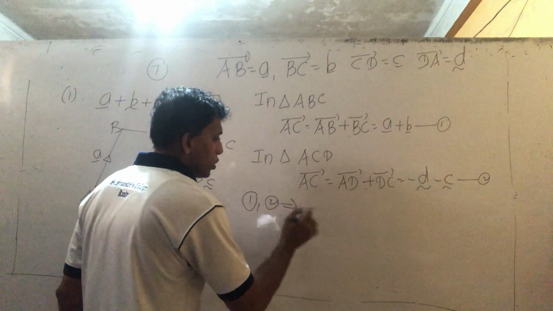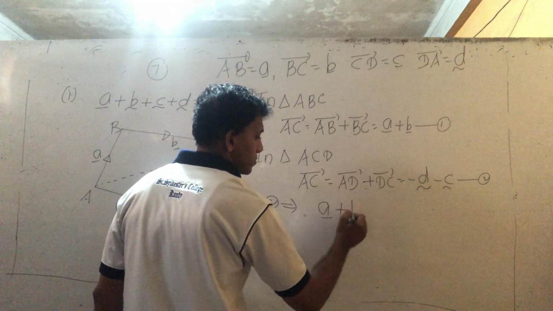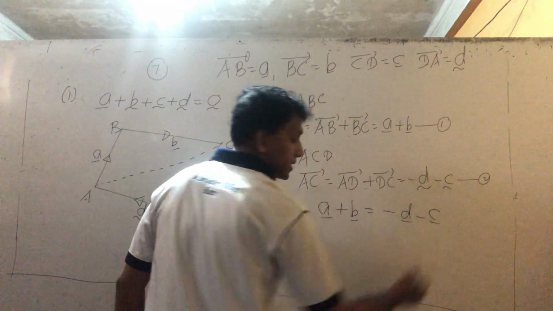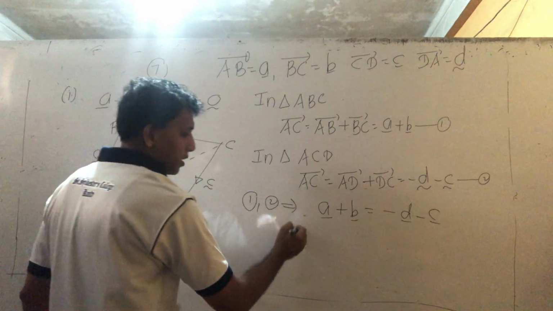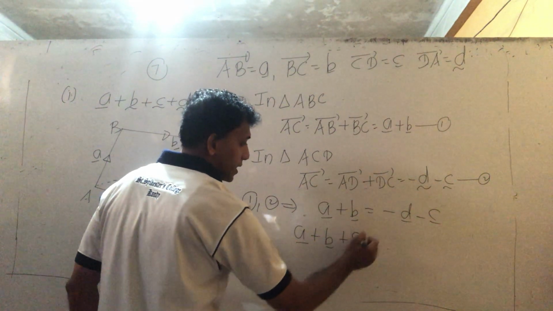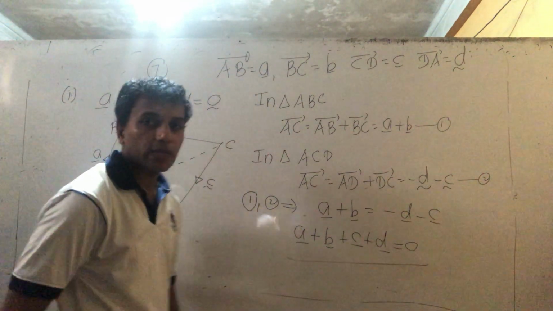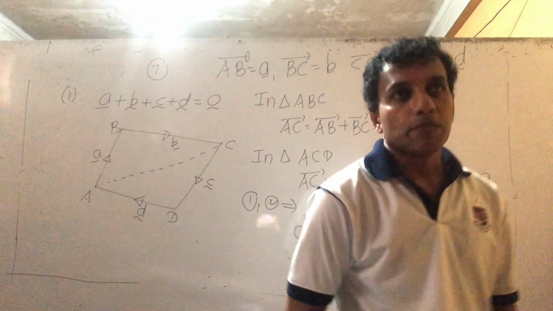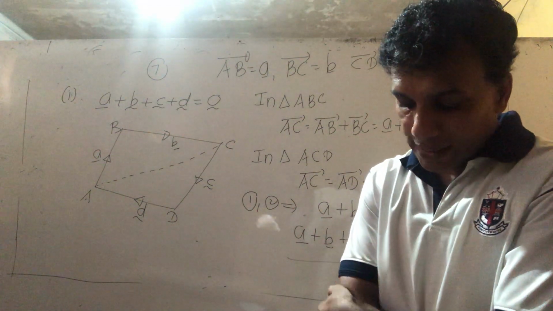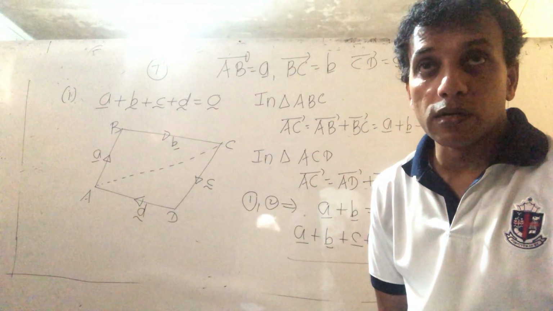1, 2 gives that AC, for A plus B, equal to what? Minus D minus C. Take all of this to one side, then A plus B plus C plus D equals 0. A simple answer. That is the first part of this question: show that the summation of A plus B plus C plus D is 0.